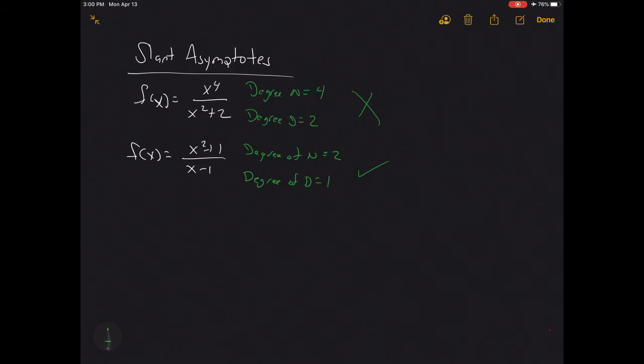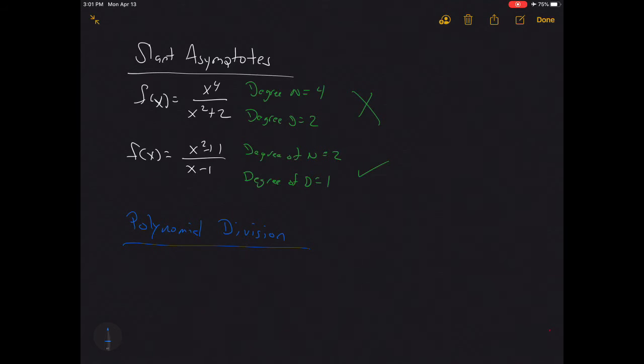So how do we find these slant asymptotes and what does it look like on a graph? Well, that's what we're going to go through. So we'll use the one that we actually have here. To find the slant asymptote, you have to perform some kind of polynomial division, which is why we already learned how to do polynomial long division or polynomial division by synthetic division.